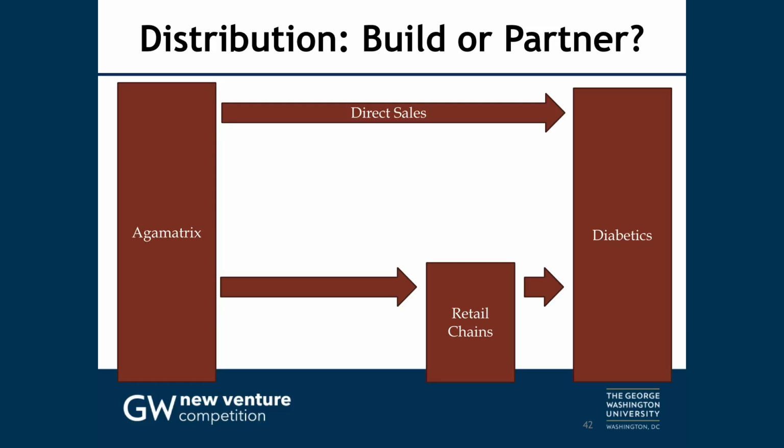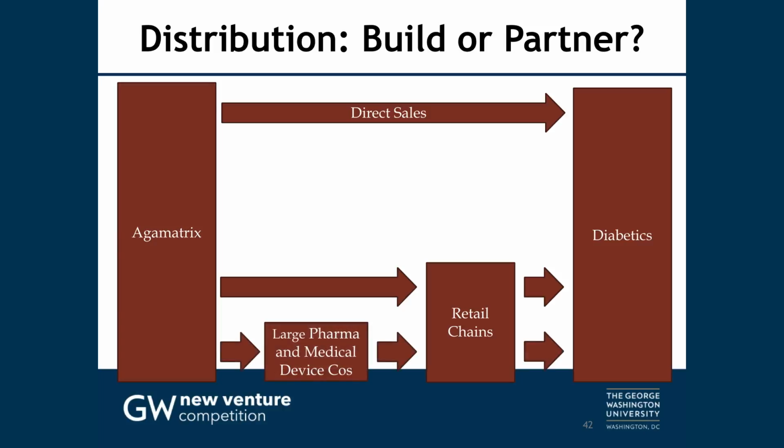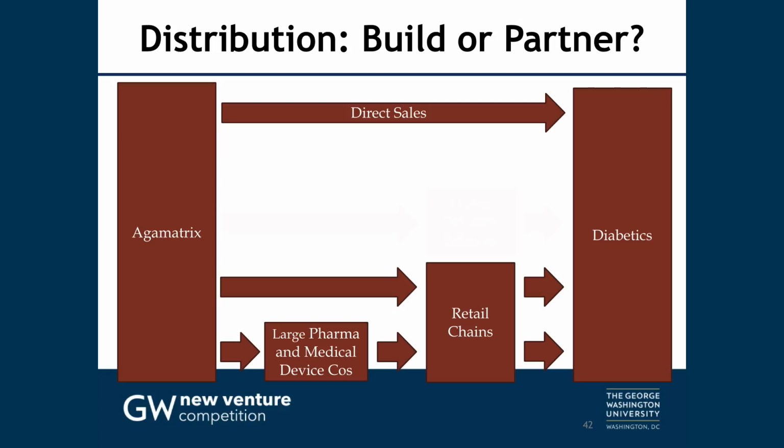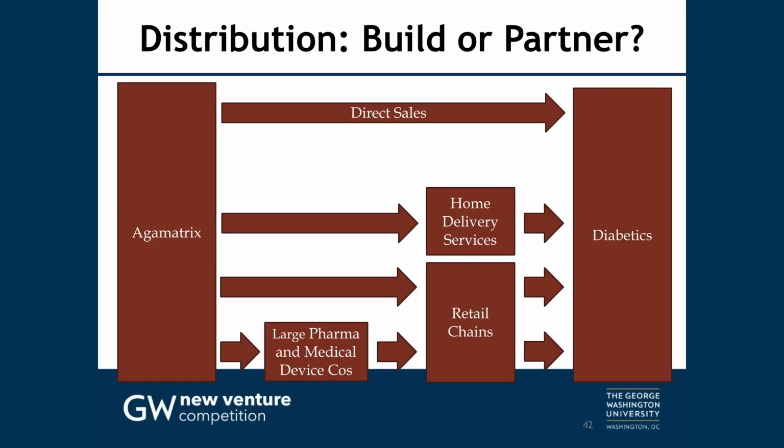Then what we tried to do was go to the large pharma companies like the Johnson & Johnsons and the Medtronics and see if they would partner with us to sell to the retail chains, because we weren't successful trying to sell directly to the retail chains. That didn't work out. So then we moved towards something that we hadn't even known about before entering this market, the home delivery services. These are distributors that are not in retail, but they're actually delivering the products by mail service to their customers. And this is where we had our first breakthrough.